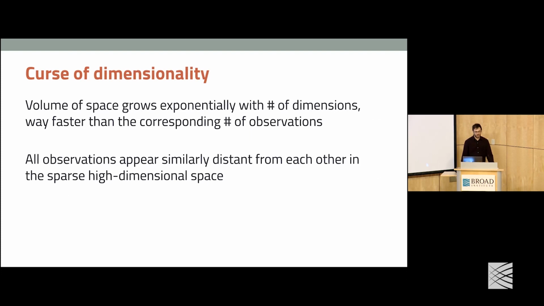So now, what is the curse of dimensionality that we speak about? So the idea is that the volume of space grows exponentially with the number of dimensions, that's way faster than the corresponding number of observations in our data set is going to grow. And so you're going to end up with a really sparse space. And when that happens, there are a bunch of really counterintuitive, paradoxical phenomena that can take place, such as the observations appearing all kind of similarly distant to each other in the high-dimensional space.